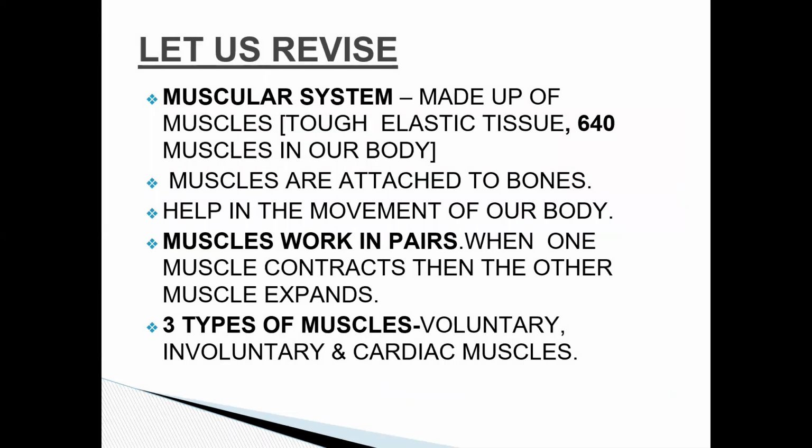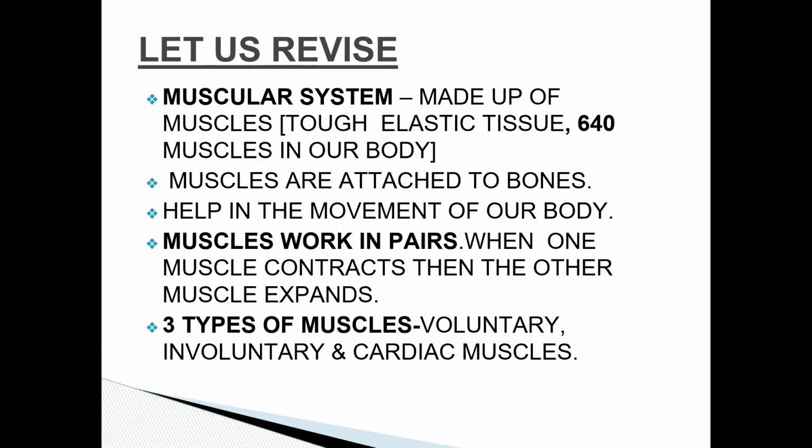Now let us revise what we studied. We studied about the muscular system, which is made up of muscles. What are muscles? Muscles are tough elastic tissues. There are about 640 muscles in our body. Muscles are attached to bones. They help in the movement of our body. Muscles, how do they work? They work in pairs. What does it mean? It means when one muscle contracts, then the other muscle expands.